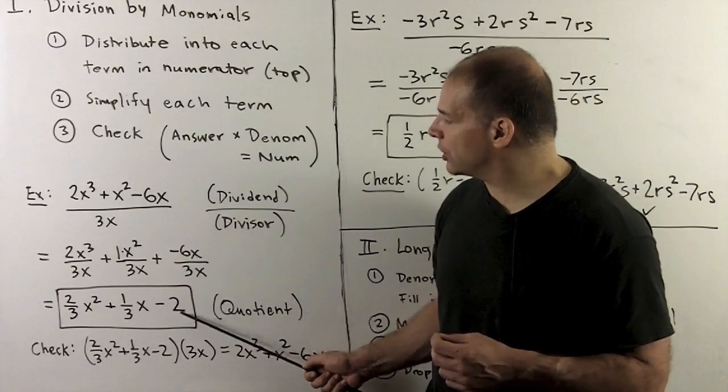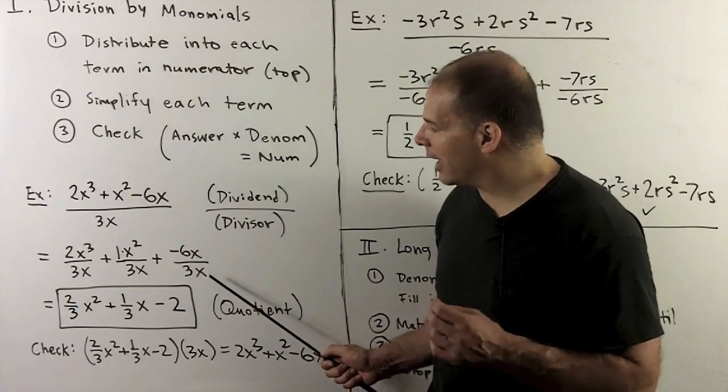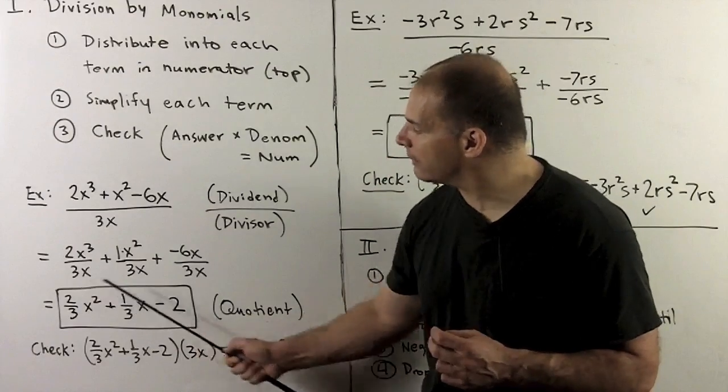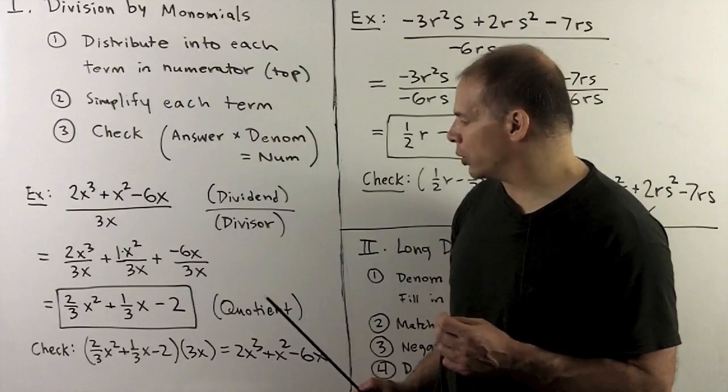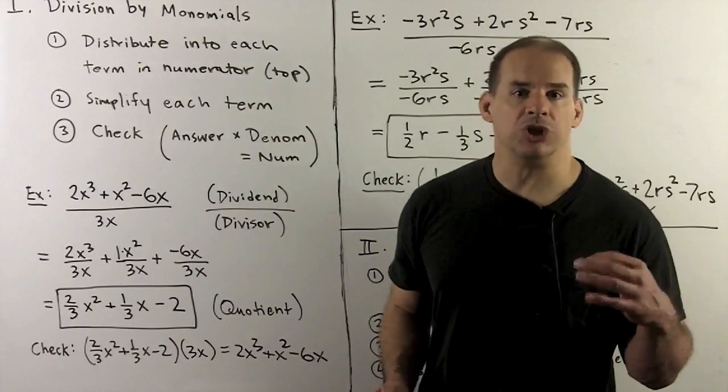Number part goes to minus 2. The x's go away, and I have my answer. I can't simplify this anymore. For terminology, we call that the quotient. Now, we check our work.